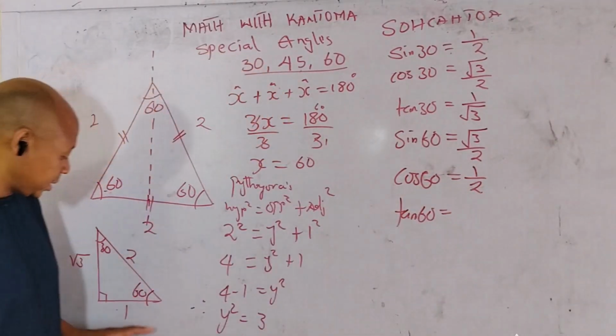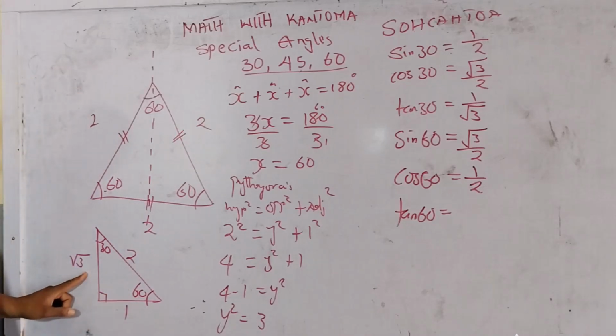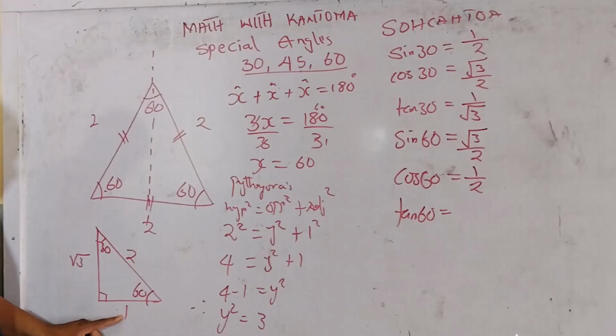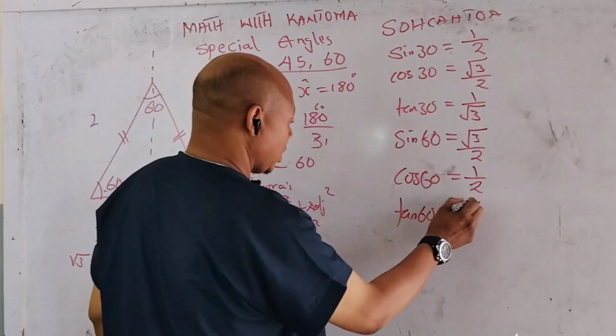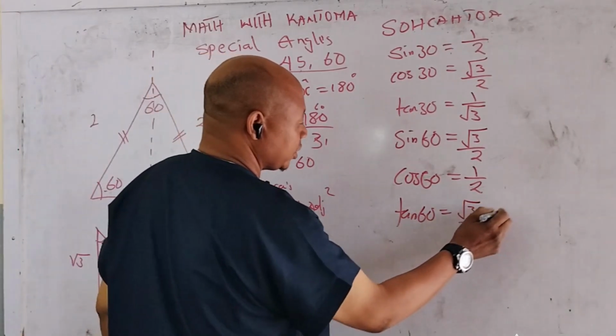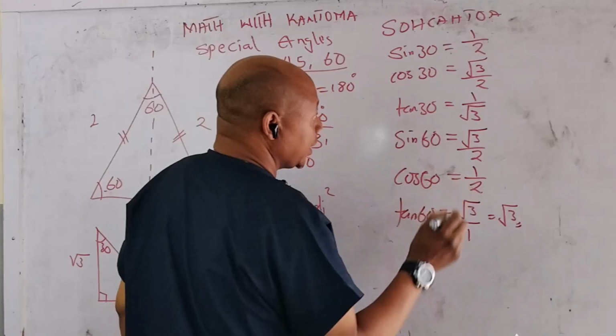Tan of the angle 60 degrees. Tan 60 we said is opposite over adjacent. Opposite to 60 is root 3 and adjacent is 1. So now we have root 3 over 1, which is the same thing as root 3.